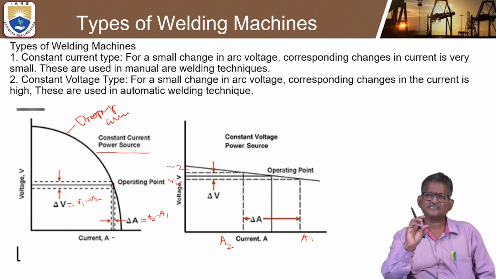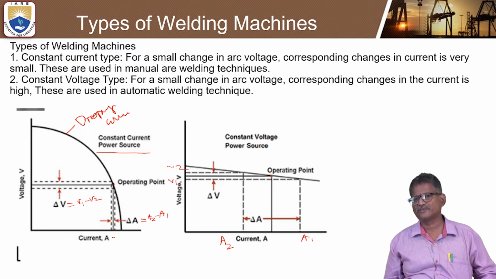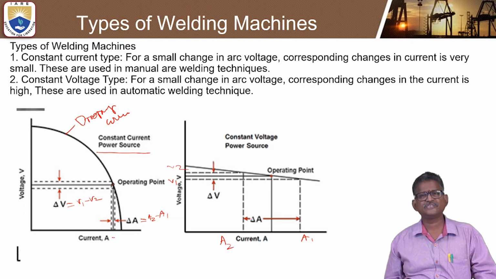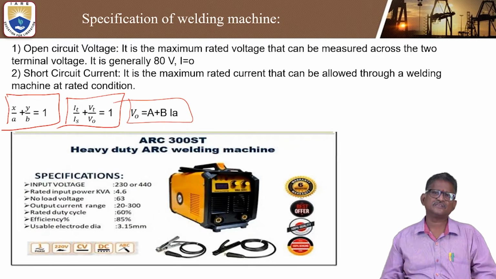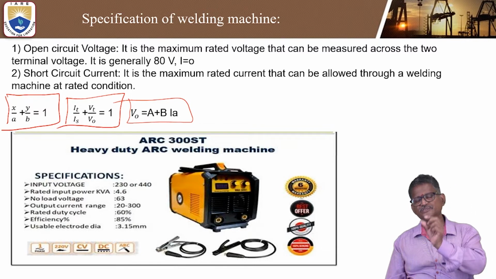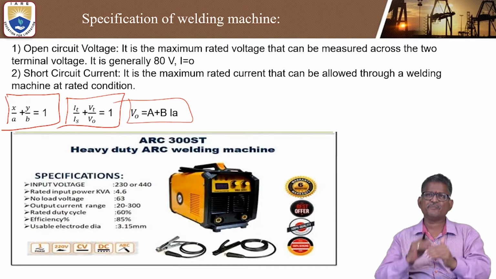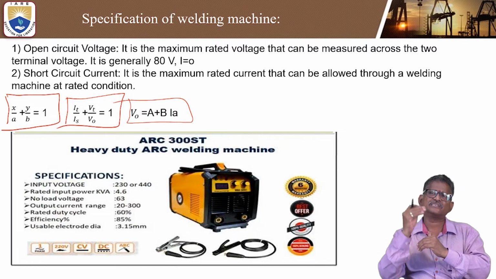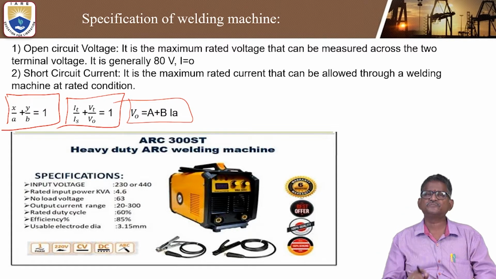Based on this concept, you can apply it to the problem. They have given the constant voltage and current. How do you determine the open circuit voltage and short circuit current? These are some basic formulas. The term open circuit voltage can be defined as the maximum rated voltage that can be measured across the two terminals.